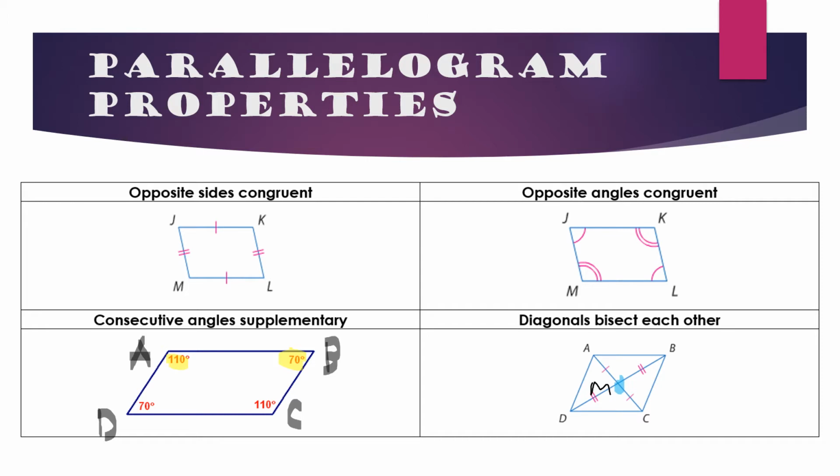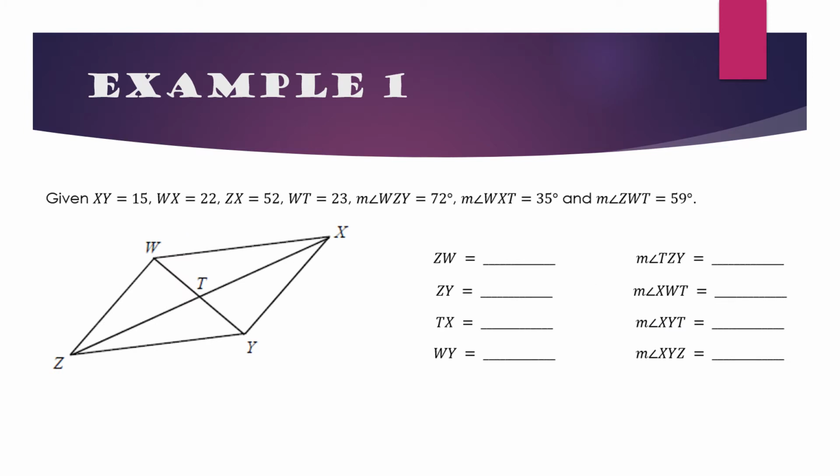So we're going to use all those properties and we're going to find some stuff out about some parallelograms. For our first example, we are told that XY equals 15. So that's right here. We're told that WX equals 22. We're told that ZX, which is that long diagonal, is 52. I can't really label that, but I'll deal with that in just a second. And then WT is 23. So we're just going to focus on the segments first, and then we'll look at angles.